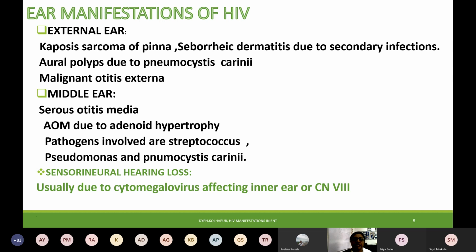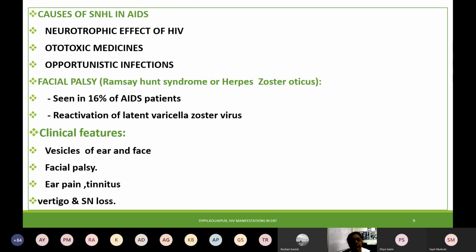In the middle ear, we see serous otitis media due to adenoid hypertrophy. Pathogens involved are Streptococcus, Pseudomonas, and Pneumocystis carinii. If ear infection is seen, it usually causes sensorineural hearing loss due to cytomegalovirus affecting the inner ear or the eighth cranial nerve. This is very important. It may also be associated with herpes simplex virus.